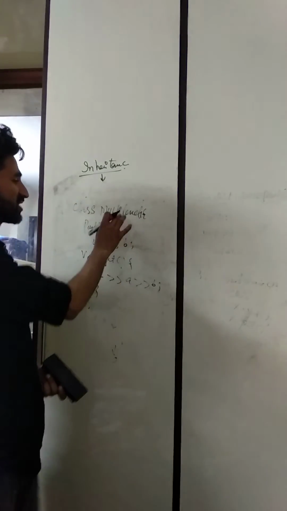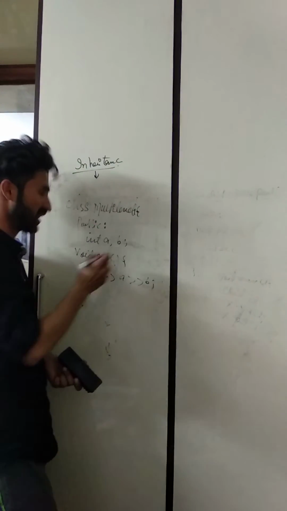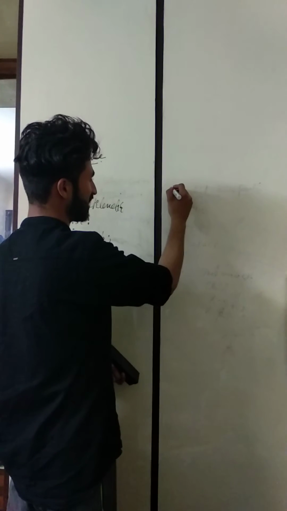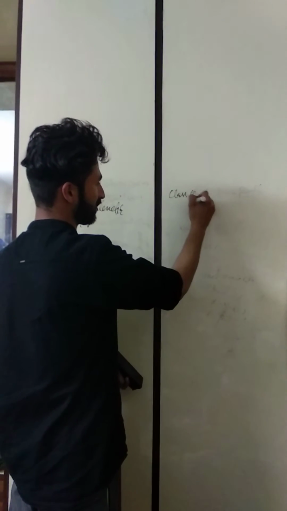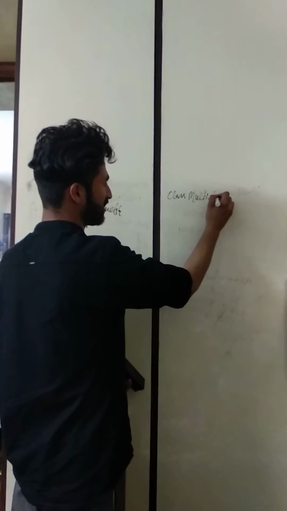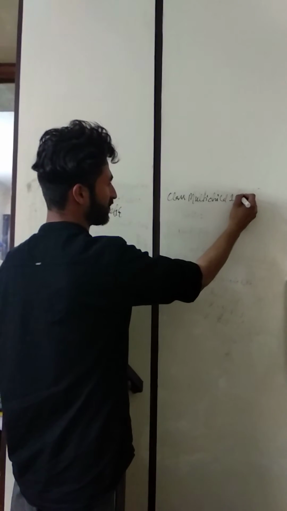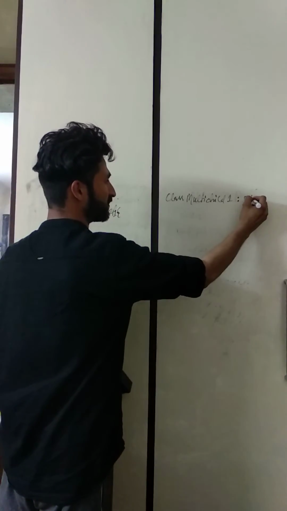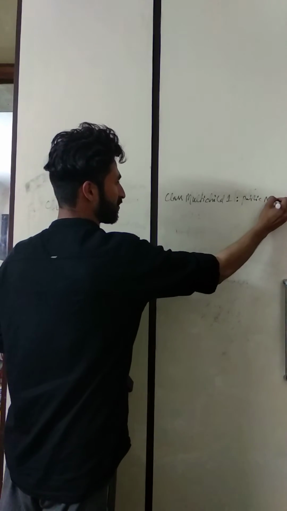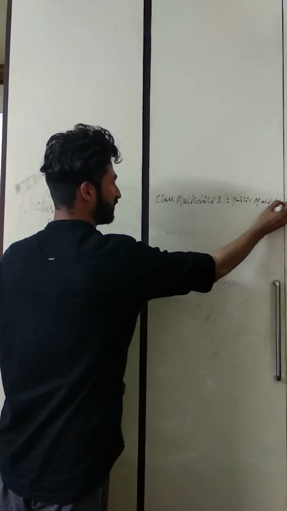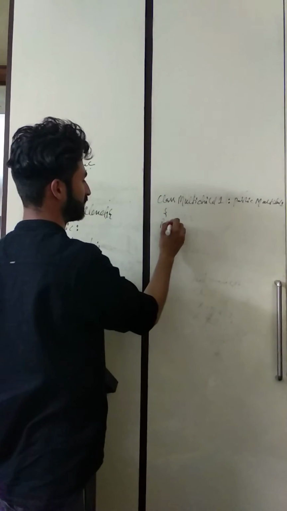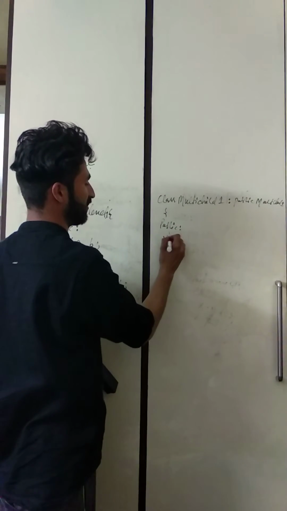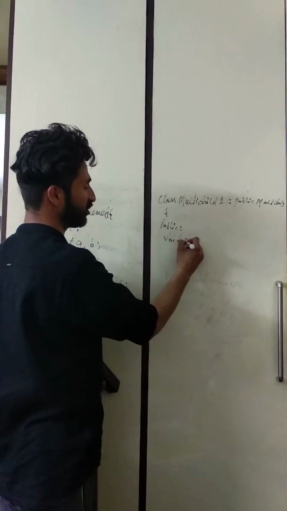I am creating a child of this multi-level 1. So here class multi-child 1 inherits this multi-level class, public multi-level 1 public. I am writing another member function void put.